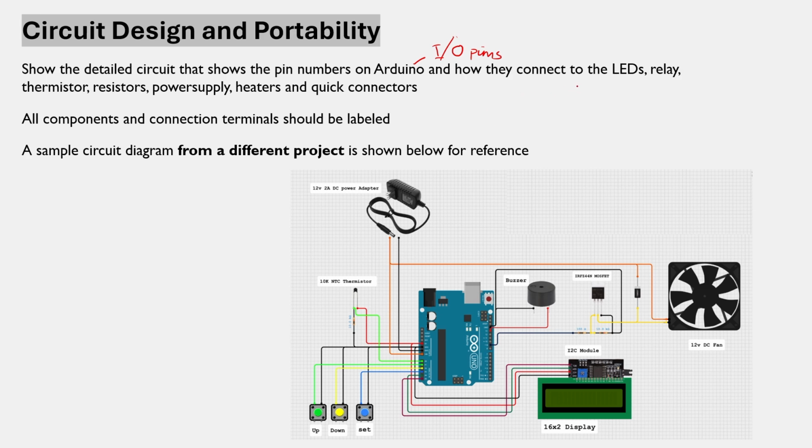How are you planning to connect those to the LEDs? How are you planning to connect those to relay? How are you planning to connect those to resistors, power supply, heaters, quick connectors, etc.? So this is a sample circuit diagram. It's not for our project, but you see every component is shown here and it's going to different locations on the Arduino. It's showing where you're connecting to your actual actuators and fans and things like that. Where is the resistor? What is the value of every resistor?